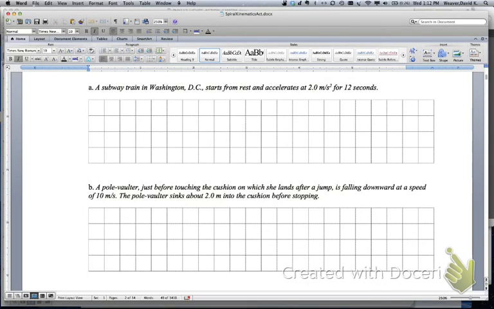So a subway starts in Washington, D.C. and then accelerates. So, of course, I need some sort of origin, and then I'm going to start at the origin, and then I'm going to accelerate. Which means that what I have happening is that the dots are getting farther and farther apart.